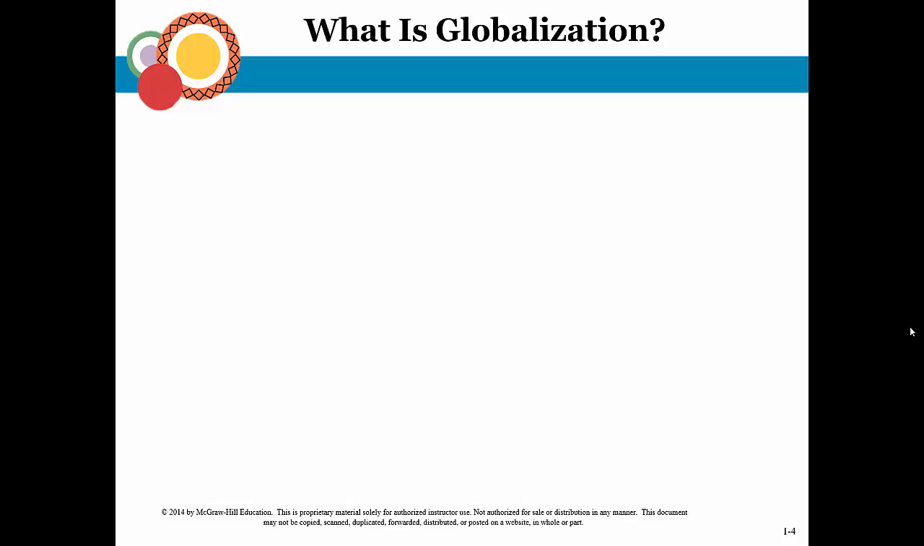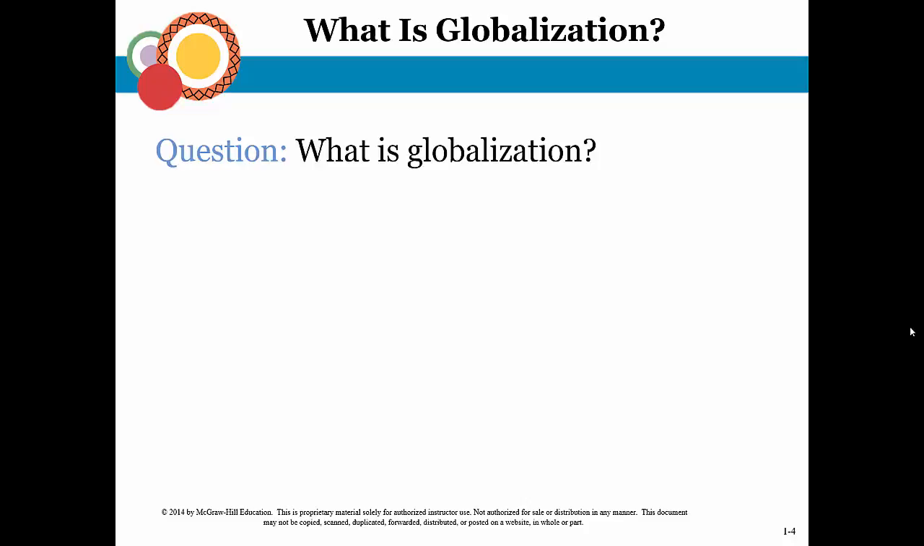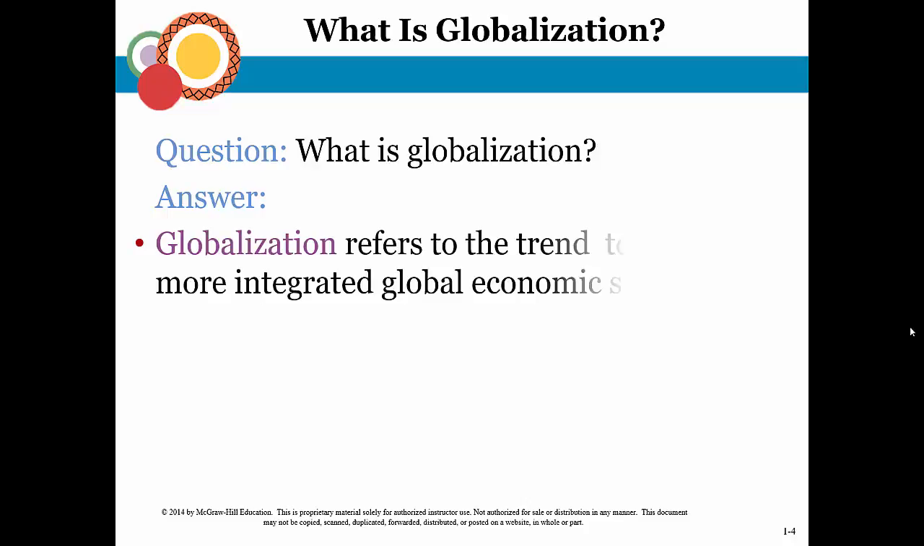But before we jump into that level of granularity, let's answer the big question. What is globalization? How does this process truly unfold itself in this economy that we live in today? Globalization refers to the trend where more and more economies are integrated on a global scale. Nations are starting to participate in transactions across borders, essentially.